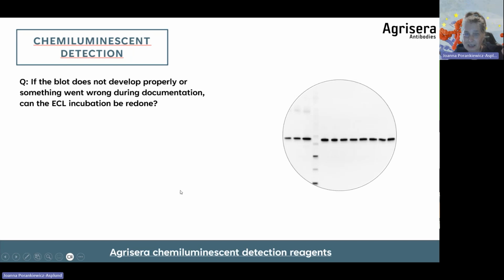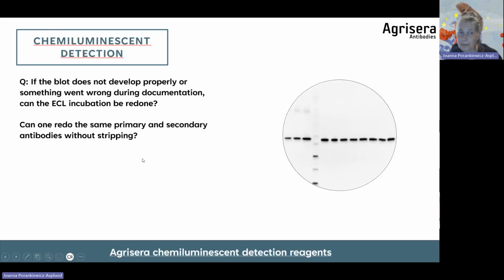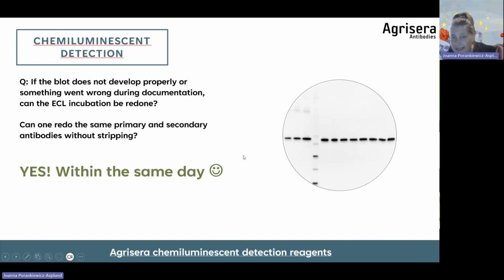Chemiluminescent detection, as I mentioned, one can save the blot. If something went wrong, this was the question, if the blot does not develop properly or something went wrong during documentation, can the ECL incubation be redone? And you already know the answer to this question, and it is yes. You can wash such a membrane, and you do not need to strip, you apply another ECL of lower sensitivity, and then hopefully bands are visualized correctly.